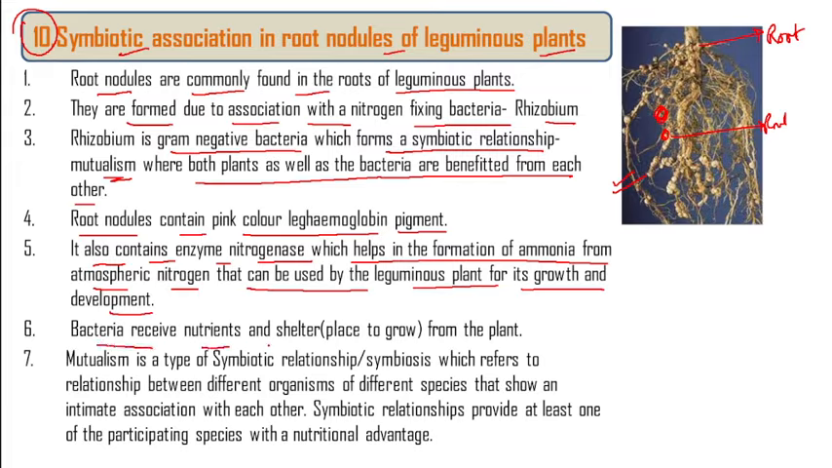Bacteria receives nutrients and shelter from the plant. What is mutualism? You have to write this also. It's a relationship between two organisms in which both of them benefit from each other.